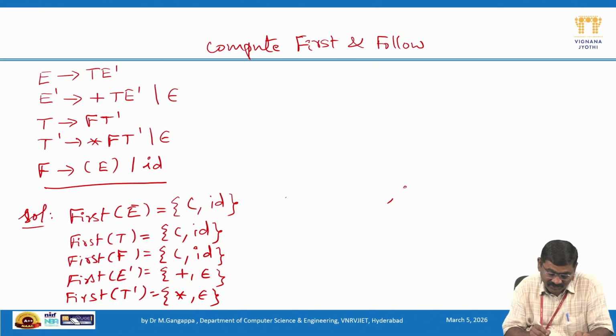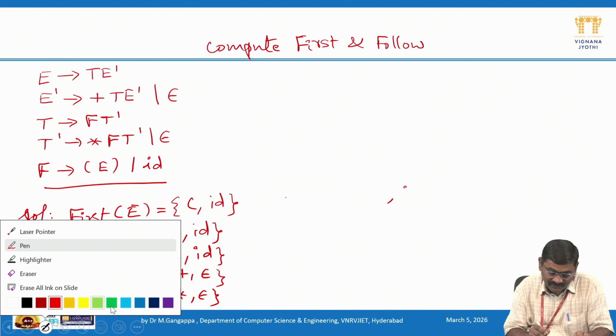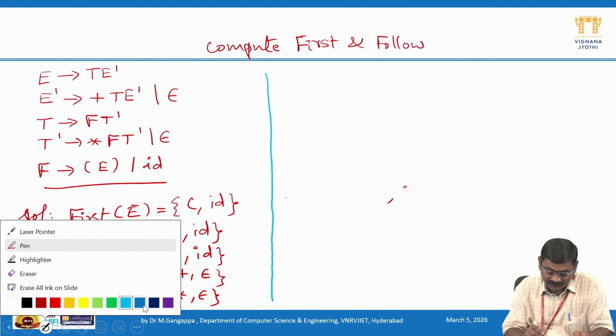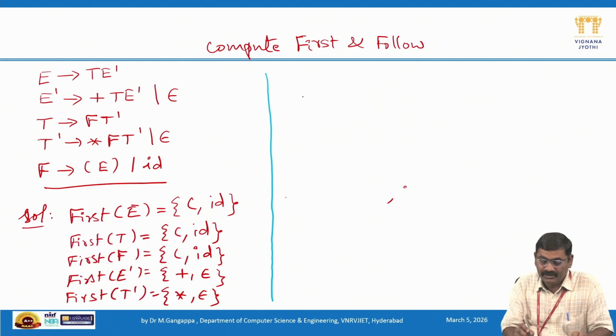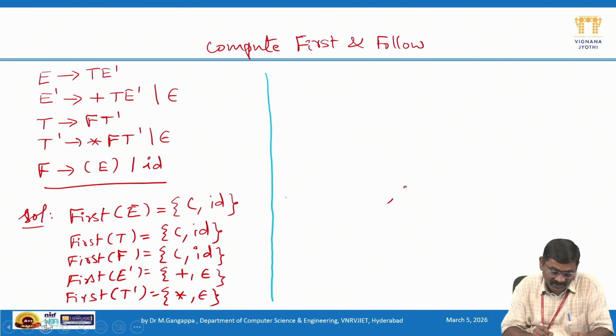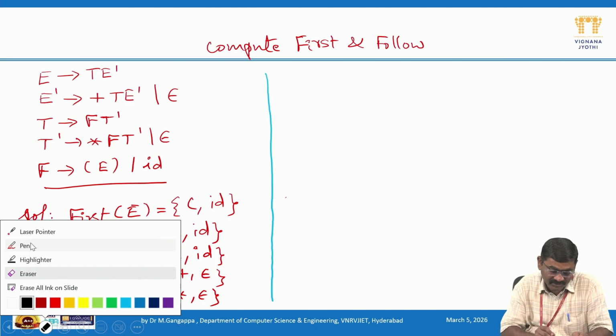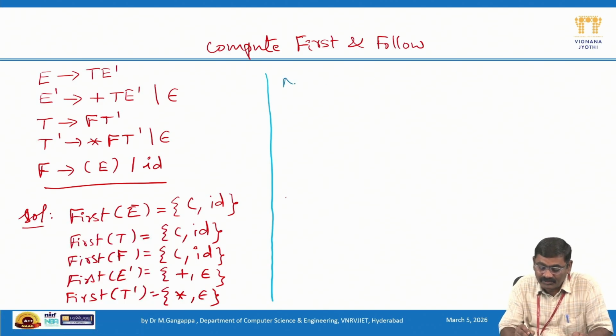So after computing the first, then we should compute the follow. To compute follow, we should take the follow for all the grammar symbols. Here I am taking all the non-terminals of the grammar. First of all, let us understand the non-terminals. What are the non-terminals in the grammar? Non-terminals are E, E dash, T, T dash, and F. For all these non-terminals, we should apply the follow function.